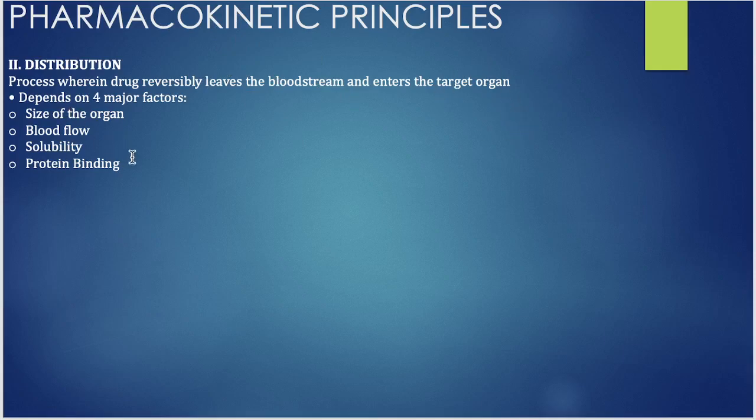Distribution depends on 4 major factors. We have the size of the organ, the blood flow, solubility, and protein binding. We will discuss these major factors one by one. Again, your non-ionized, non-polar drugs are more lipid soluble and undergo more extensive distribution. Please take note on this one. Since lipid soluble sila, they will undergo more extensive distribution.